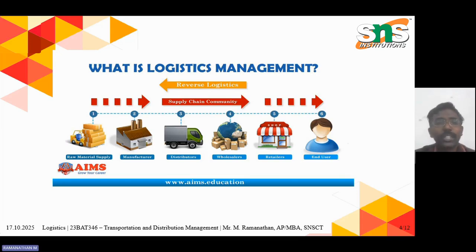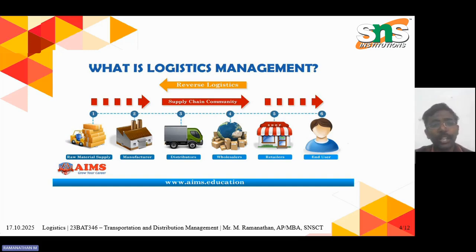A wholesaler is the person who buys a particular product in large quantities and holds it for distribution to retailers or even to end users. Next, after the wholesaler, is the retailer. A retailer is a person who sells that particular product to the end customer or end consumer, right? Next is the end user, customer or consumer, who consumes or uses that particular product.